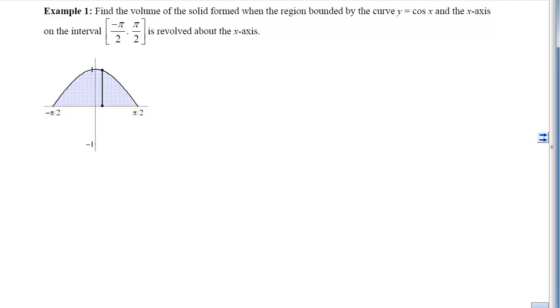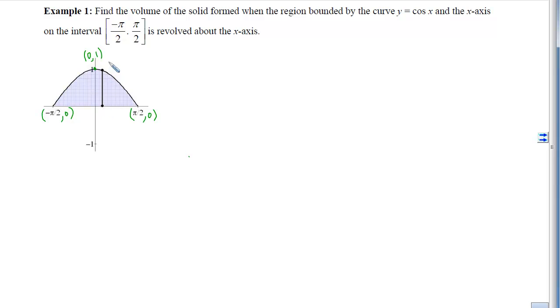Looking at example 1 here, we want to find the volume of the solid formed when this region bounded by the cosine of x and the x-axis from negative pi over 2 to pi over 2 is revolved about the x-axis. So our first step is to graph the region, which we've done, to label our intersections, and draw our representative strip. Since we are revolving about the x-axis, we want the strip to be perpendicular to the x-axis.